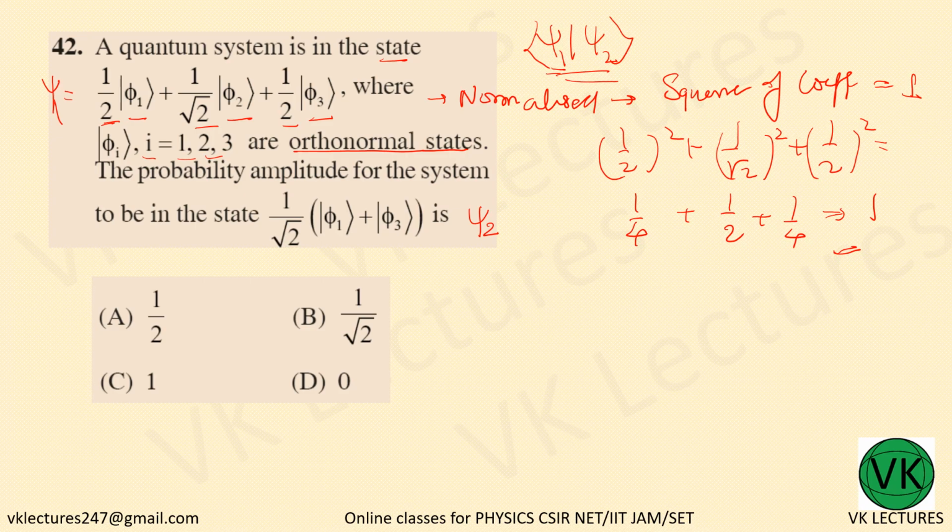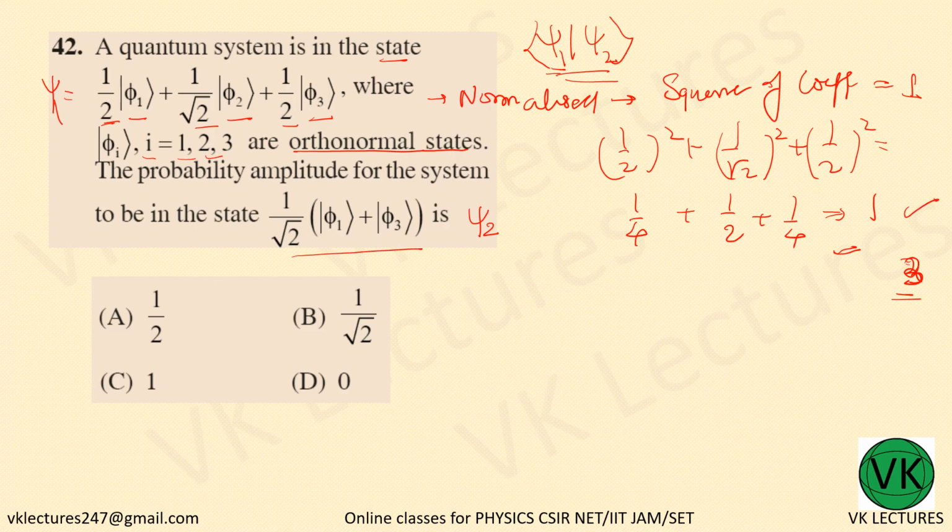Now if it is not normalized, if you have some another value like 2 or 3, what you have to do? You just have to divide it by, or multiply by, 1 by root 3. Now this is fine. Our wave function is normalized.